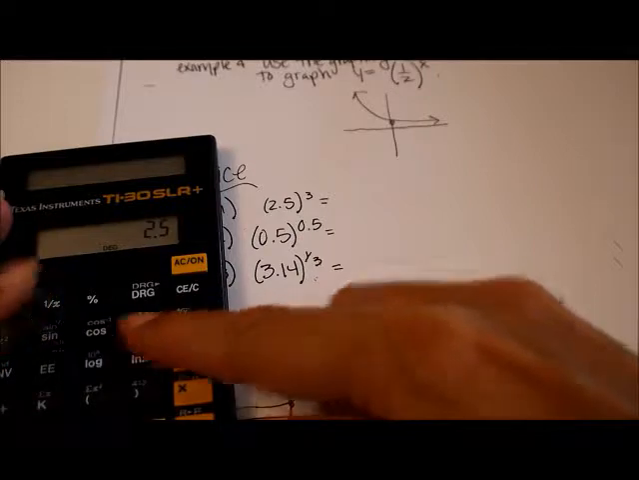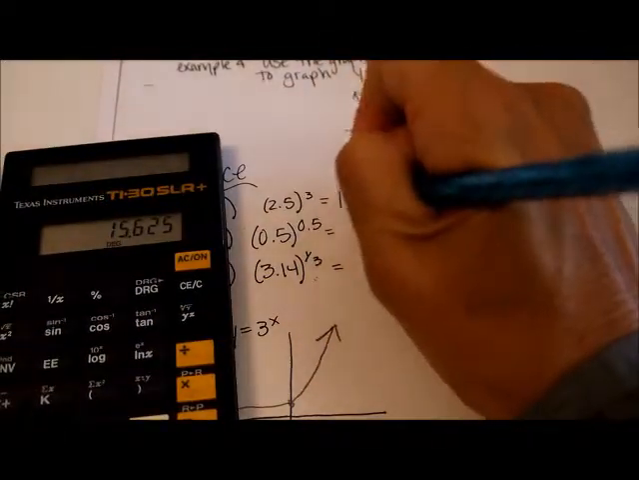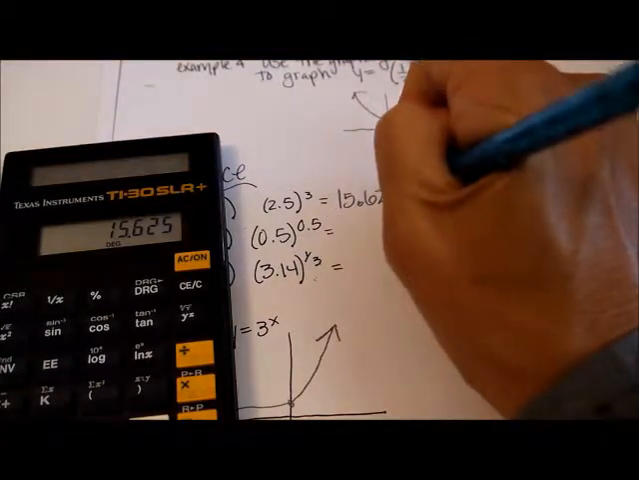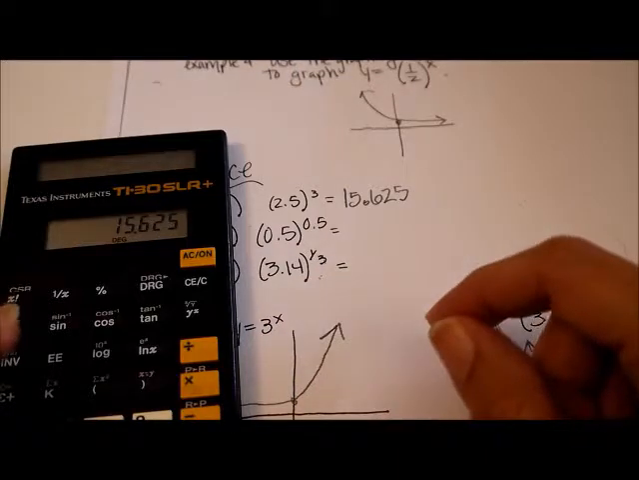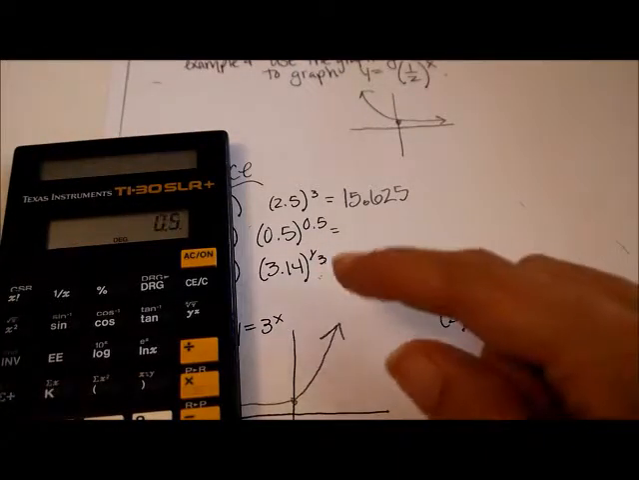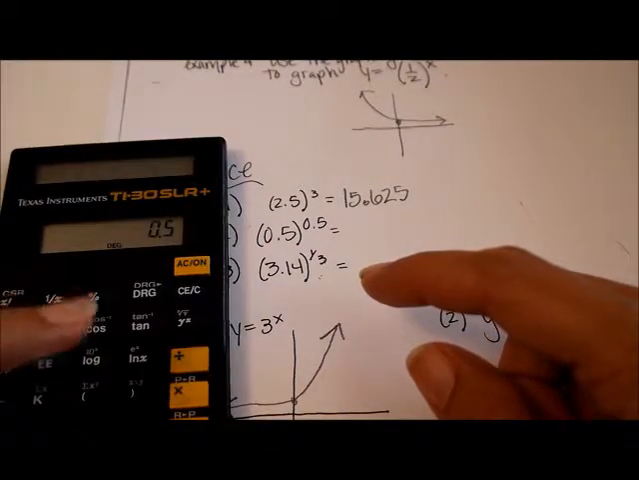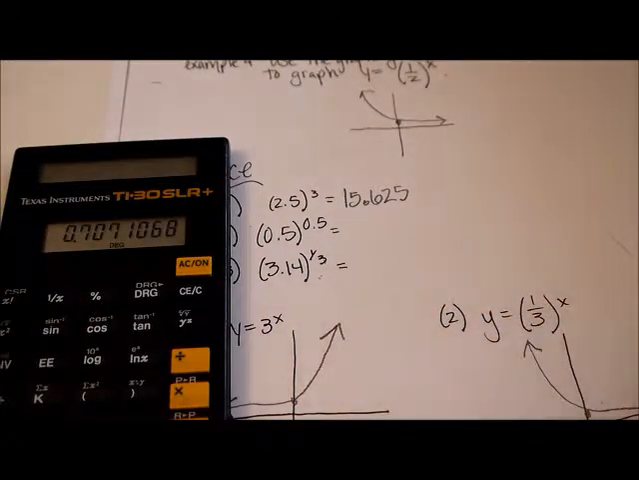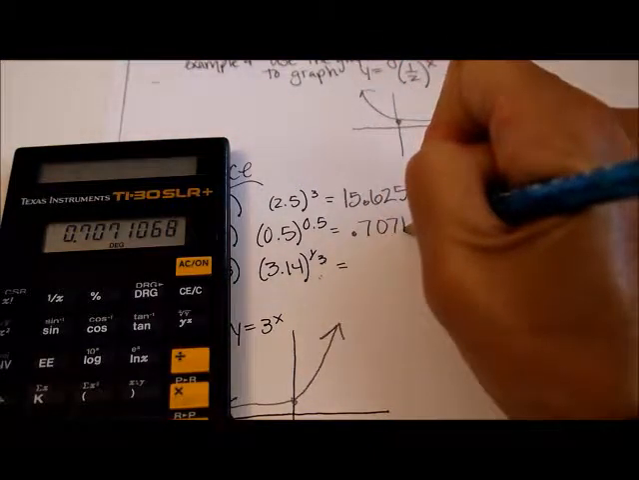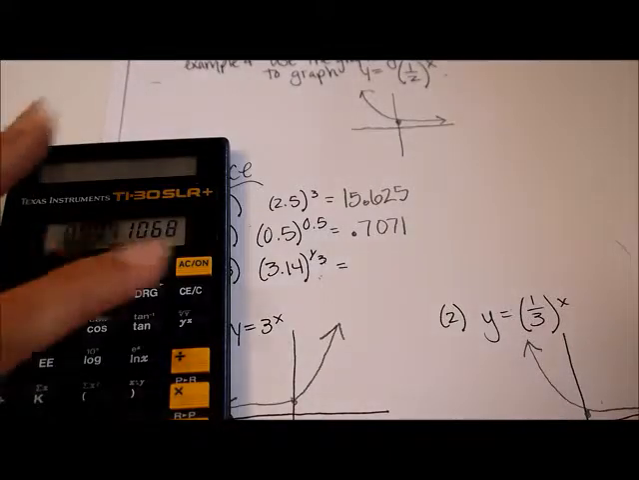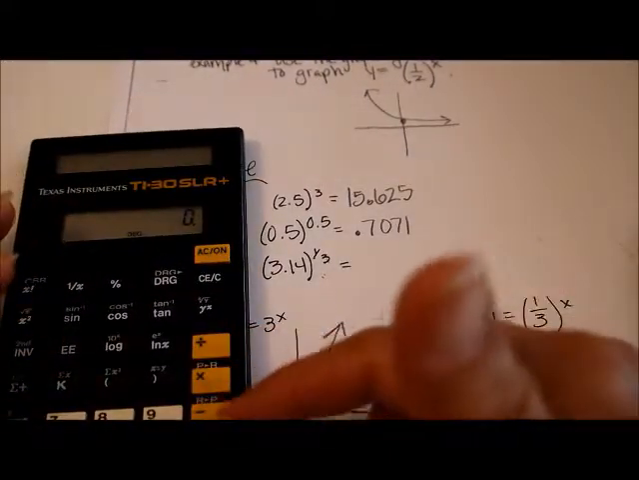2.5 to the third power. I get 15.625. Okay, not too bad. I think it's just this third one that could throw you off. Okay, the next one is 0.5 to the 0.5. Okay, and we get 0.7071.